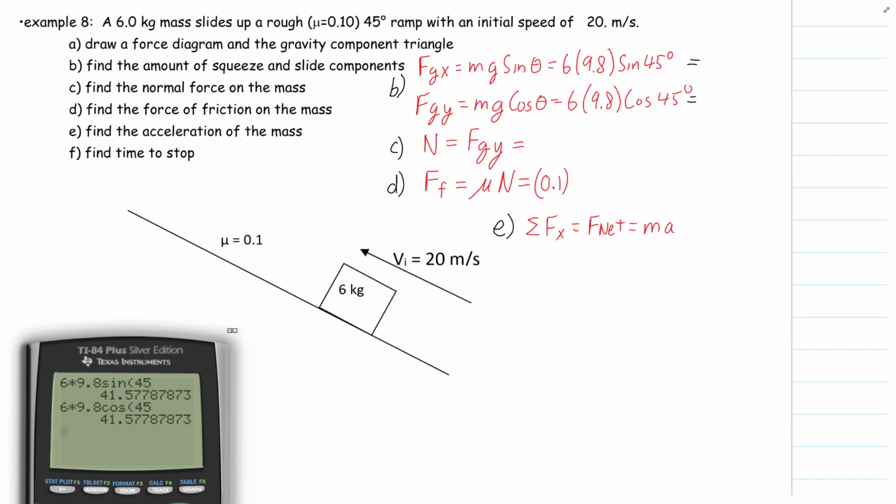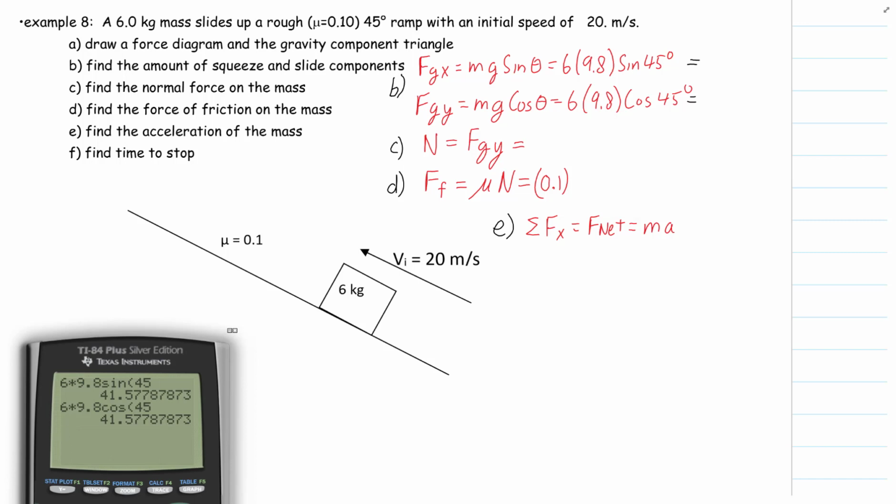We're going to do example number 8 on the incline plane physics worksheet. Example number 8. So, first of all, it says a 6 kilogram mass slides up, so it's sliding up, and the coefficient of friction is 0.1, on a 45-degree ramp with an initial speed of 20 meters per second.